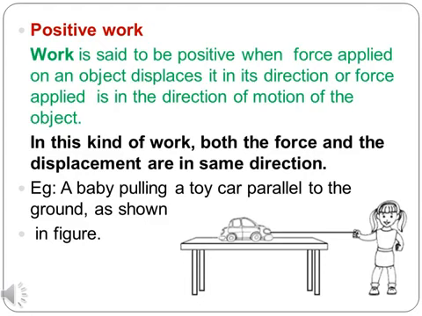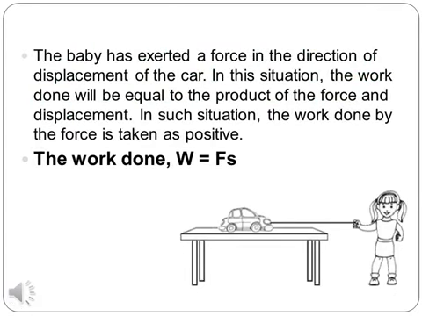Let us consider this example. A baby pulling a toy car parallel to the ground as shown in the figure. The baby has exerted efforts in the direction of displacement of the toy car. In this situation, the work done will be equal to the product of the force and displacement. In such a situation, the work done by the force is taken as positive. So, the work done W is equal to force into displacement, which is F into S, which is Fs, which is positive.